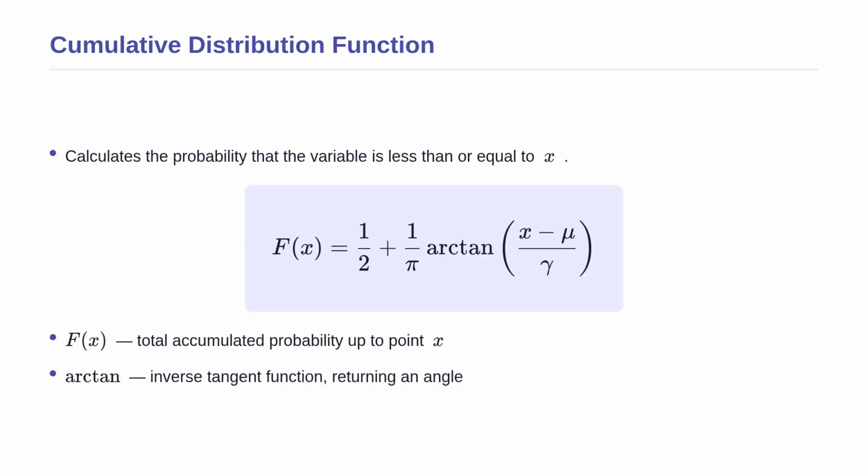While the previous formula gives the height, we often need to find the actual probability of our variable falling below a certain value. For that, we integrate the density function to get the cumulative distribution function. This formula uses the inverse tangent function, arctan. As x gets infinitely large, the arctan part approaches pi over 2, making the whole formula equal to 1, or 100% probability. This is incredibly useful because it lets us calculate probabilities directly without doing complex calculus every single time.